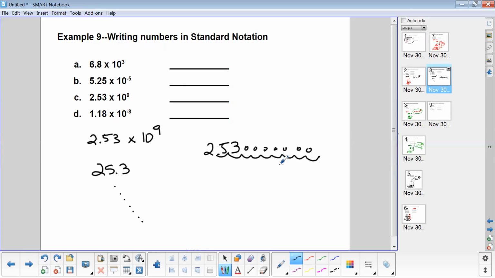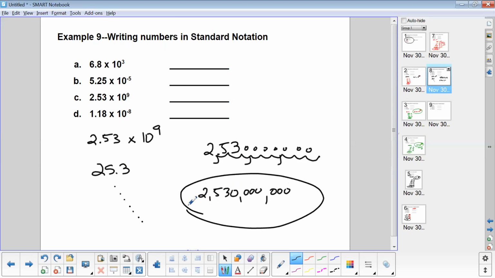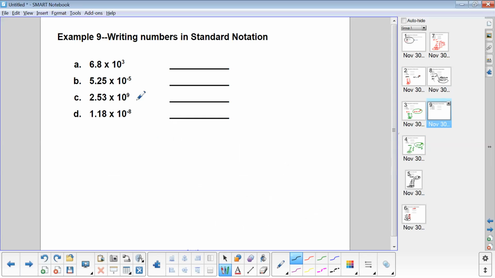So what I'm going to have is a very large number. 2,530,000,000 would be the standard form, and it's a very large number, and that's indicated by a positive exponent. Part B was a very small number, indicated by a negative exponent. And part D is going to be the same way. It has a negative exponent, so we know we're going to have a very small number.